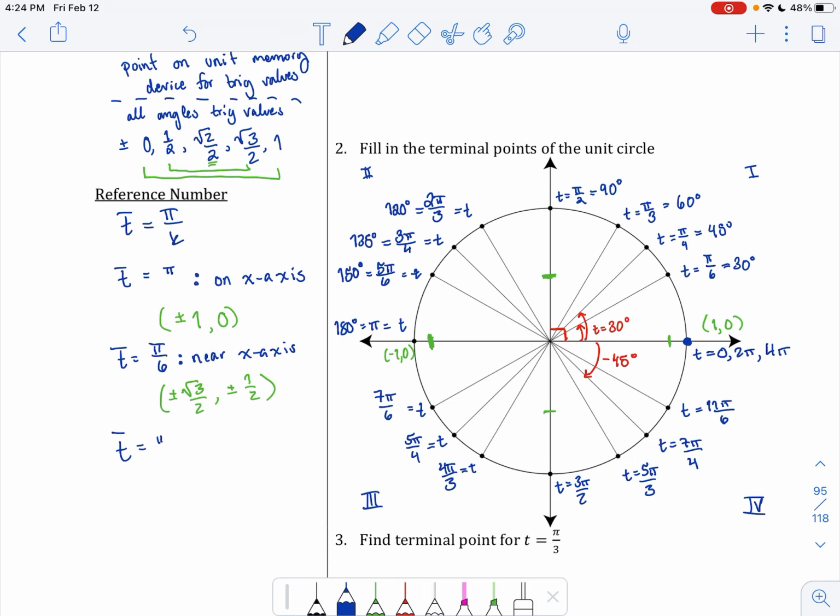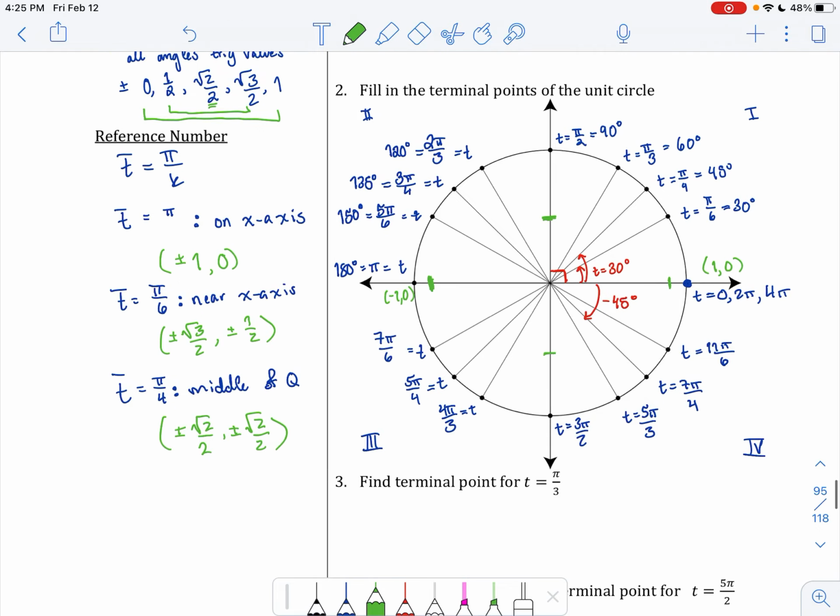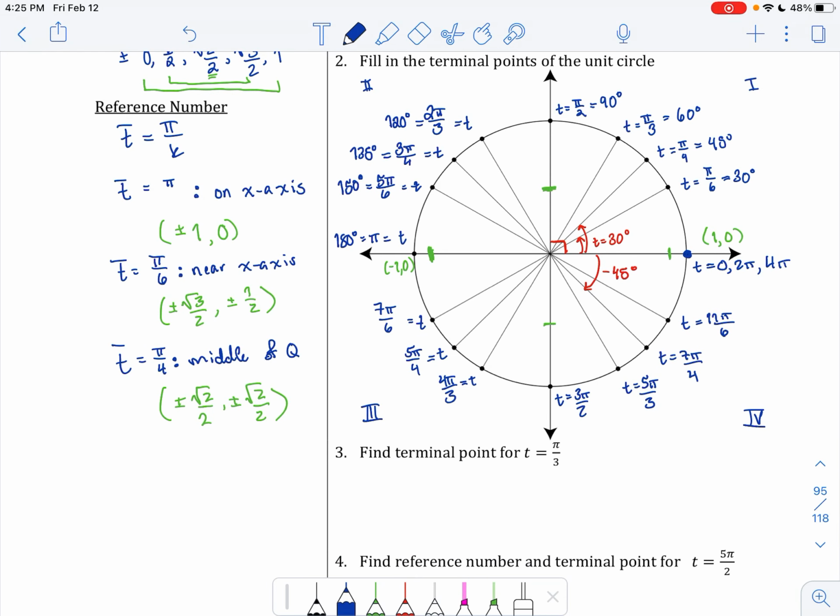If your reference number is pi over 4, that means that it's the middle of your quadrant. Quadrant 1, quadrant 2, quadrant 3. So in that case, they're both going to be plus or minus root 2 over 2. So if you want to remember sine or cosine of any multiple of 45 degrees, that's not a simplifiable multiple, it's going to have sine and cosine root 2 over 2, plus or minus. And we'll talk about exactly how this mnemonic works in our next lesson. For now, it's just about getting it written down and doing your best to memorize it.